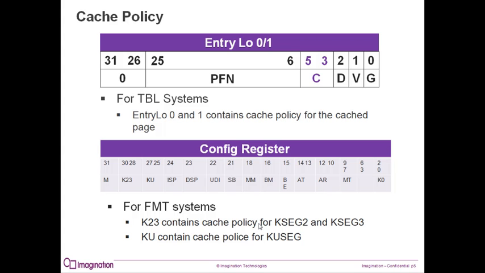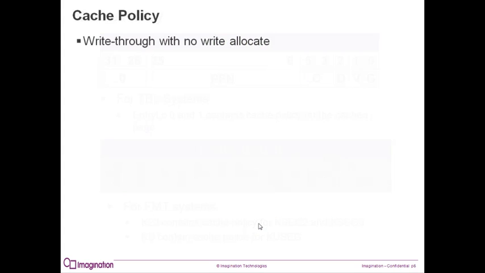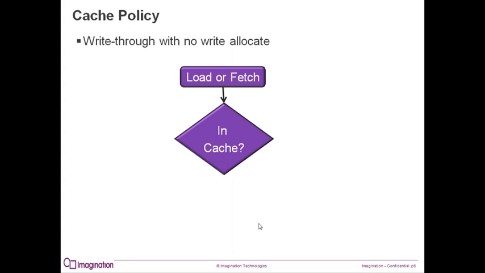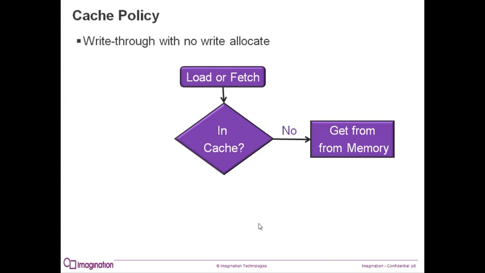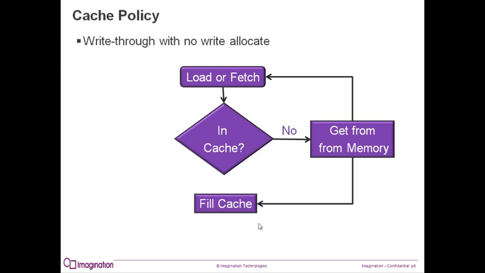The first cache policy we're going to go into is write through with no write allocate. Here is what it does on a load or instruction fetch. First, the cache is checked to see if the data or instruction is in the cache. If it is, the request is filled from the cache. If it isn't, the cache line worth of data is read from memory and then placed in the cache, and the request is filled simultaneously.